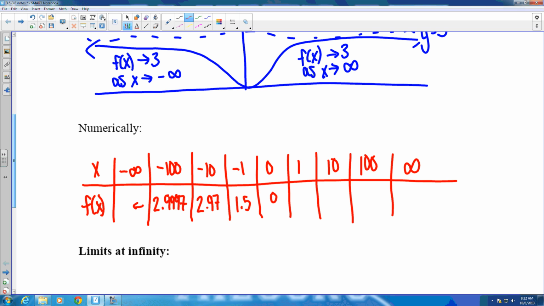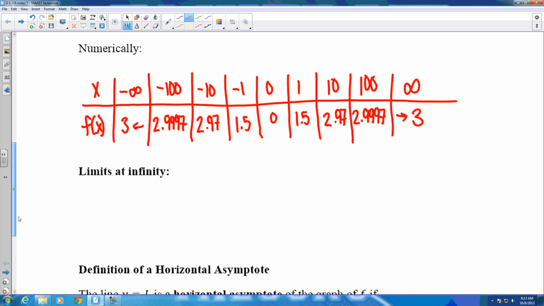So we are approaching 3 as we approach negative infinity. And then it's going to be actually the same exact numbers going in the positive direction: 1.5, 2.97, 2.9997, and then we are clearly approaching 3 as we get to infinity. So the way we would say this in terms of limits is our limit as x approaches infinity of f of x is equal to 3, and the limit as x approaches negative infinity of our function is also 3.